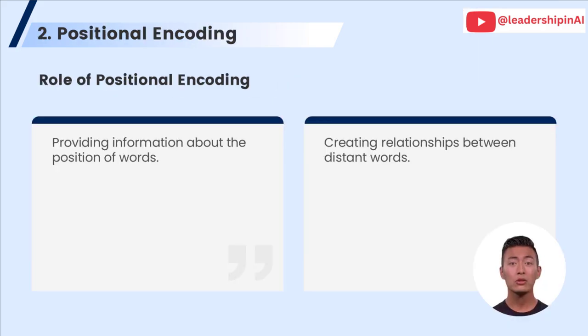In the realm of neural networks, positional encoding is a game changer, especially for transformer models. It embeds the sequence order of words, allowing the model to grasp the context and relationships, regardless of word spacing.